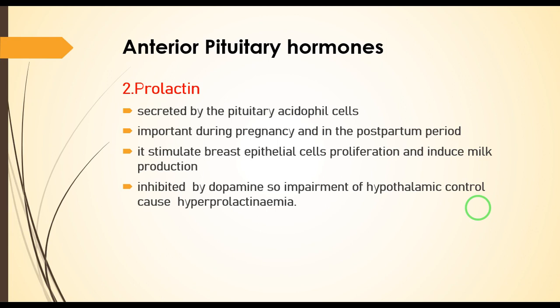So it is very important to ask about these medications in history taking if you suspect that any patient has hyperprolactinemia and galactorrhea. It is very important hormone, not only for the induction of milk production, but also, if there is hyperprolactinemia, it will inhibit the FSH and LH production. So it is very important to check for all these things.